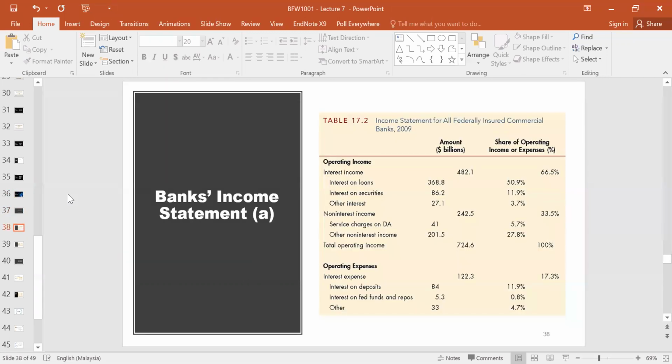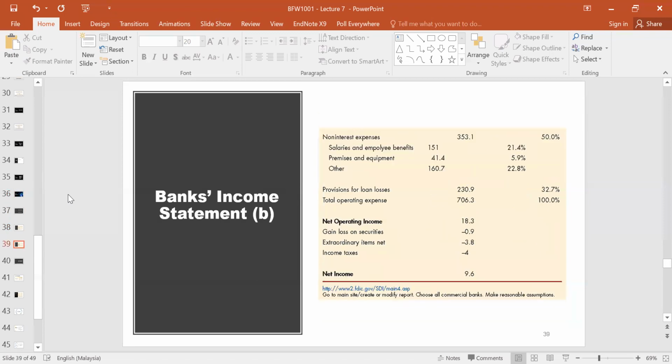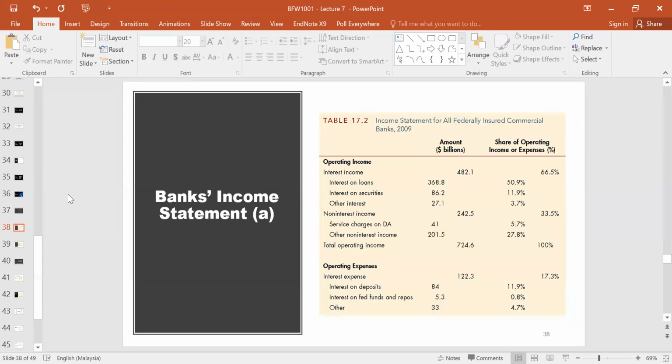So in slide 38 and slide 39, you can take a look at an income statement sample for an American commercial bank. You can see that on the operating income side, we have interest income, which is the core operation of a commercial bank, and non-interest income, which are fees and services and consultancies, etc., which fall under the operating income part. Now on the operating expense side, you have interest expense and non-interest expense.